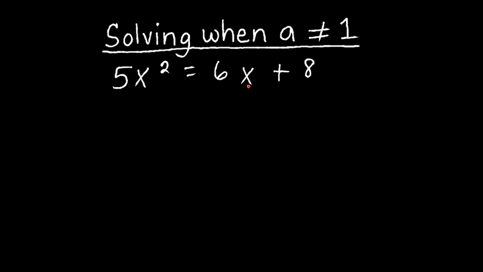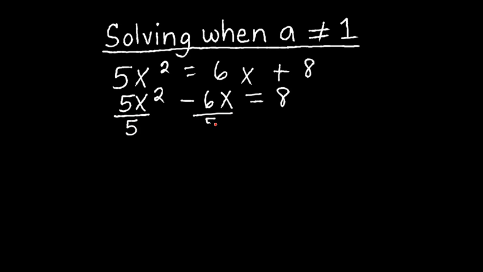First of all, I want to get all the terms that contain x's on one side. In this case, I'm going to move them to the left. I'm going to rewrite it as 5x squared minus 6x equals 8. And now what I want to do is get rid of the coefficient in front of the quadratic term. That's this 5 here. So I'm going to divide everything by 5. And that'll help. And then I'll have just a quadratic term with a coefficient of 1.